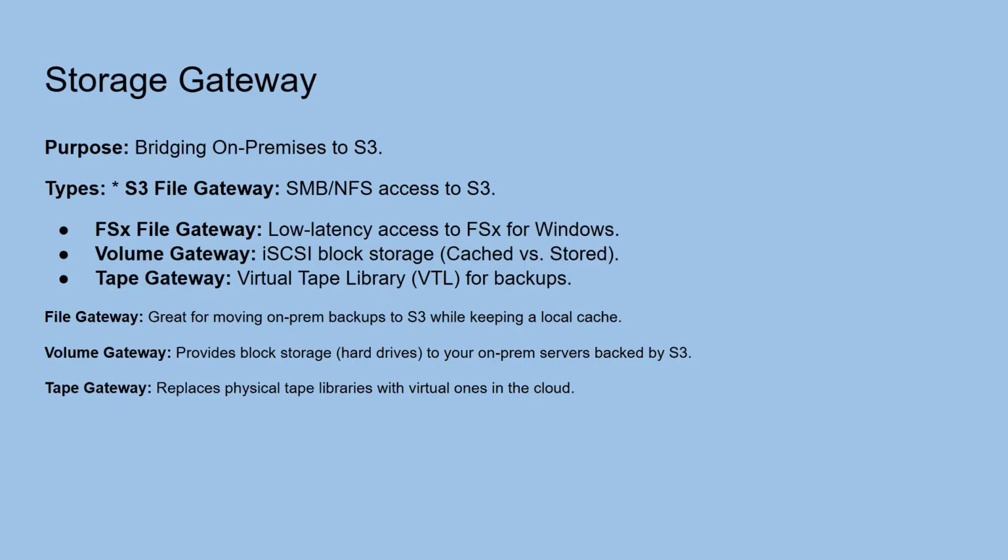FSx File Gateway is good for accessing FSx for Windows File Server. That just gives you a little lower latency there. And then the Volume Gateway block storage, think of it kind of like a cloud-backed hard drive for on-prem servers. Really, a key idea to take from hybrid storage is that your organization still has local systems, but AWS is being used behind the scenes.